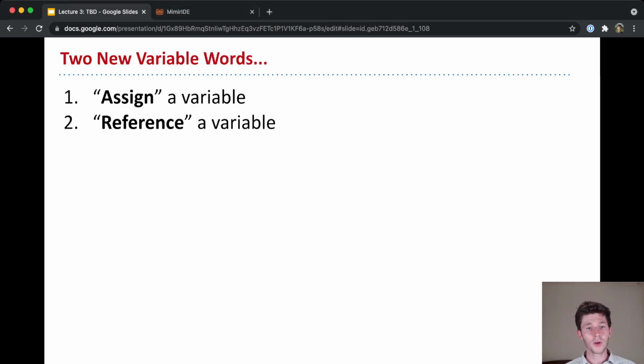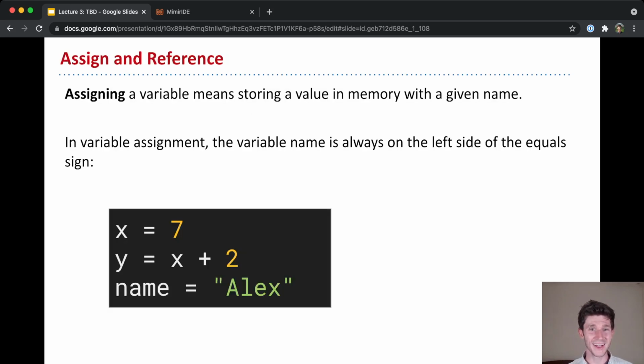So two concepts that I want you to be able to use and understand the words for are assigning a variable and referencing a variable. So assigning a variable means storing a value in memory with some given name. And so we can see the examples here, like x equals 7. So the variable name, you also sometimes call it an identifier. So the name of the variable is the same thing as an identifier, is x.